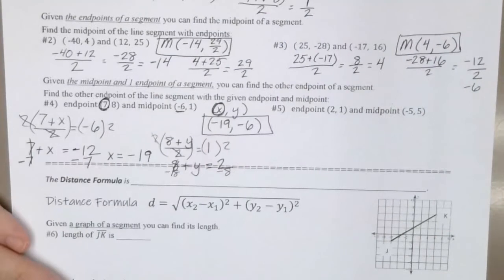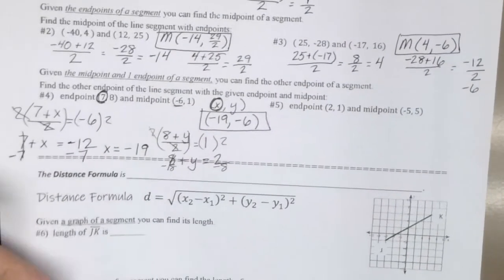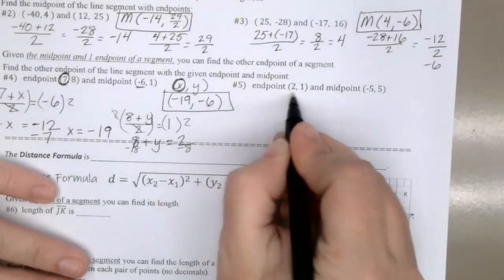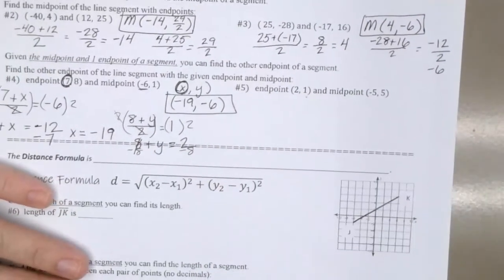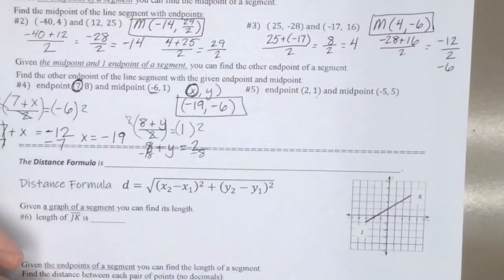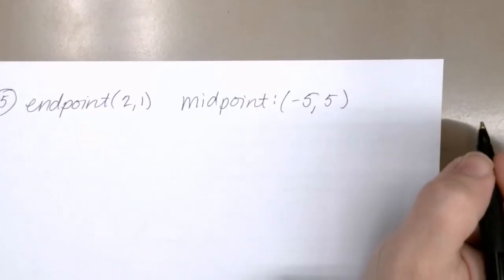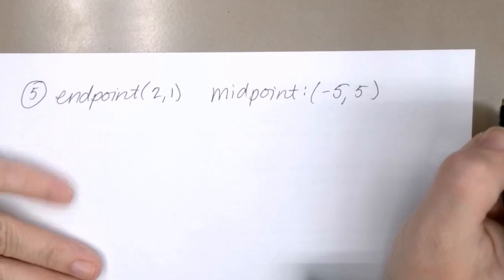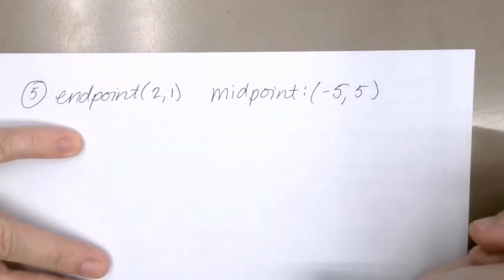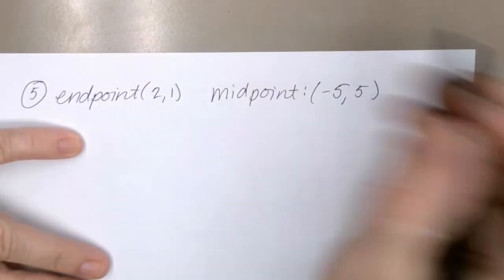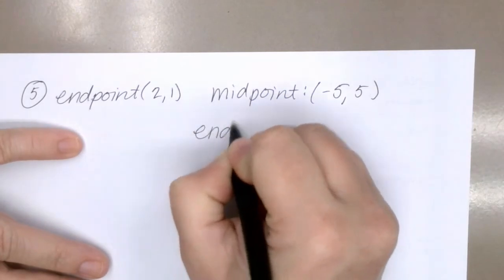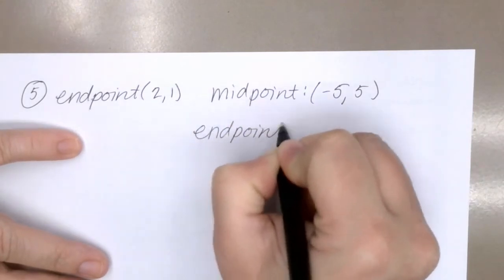Okay. You try that on number 5. You can use the backside if you need more space, but you try that on number 5. They give you one endpoint, and they give you the midpoint. See if you can find x and y of the other endpoint. I have this written down correctly, right? The endpoint is 2, 1, and the midpoint is negative 5, 5. And I need to find the other endpoint, which at this point I'm going to call what?